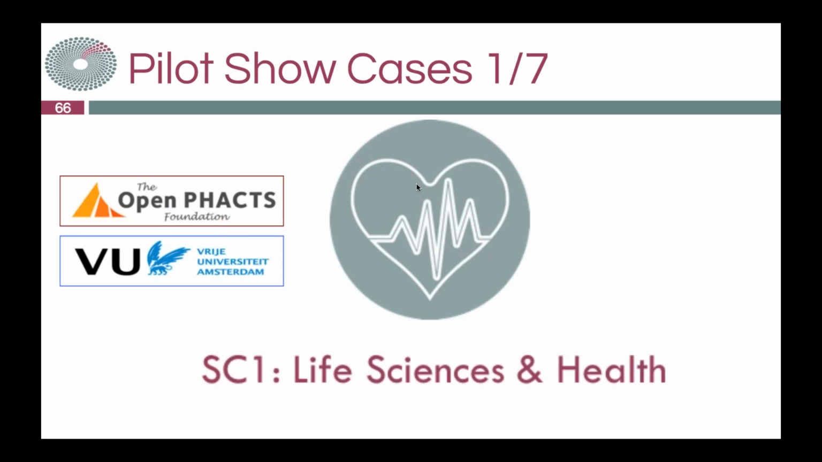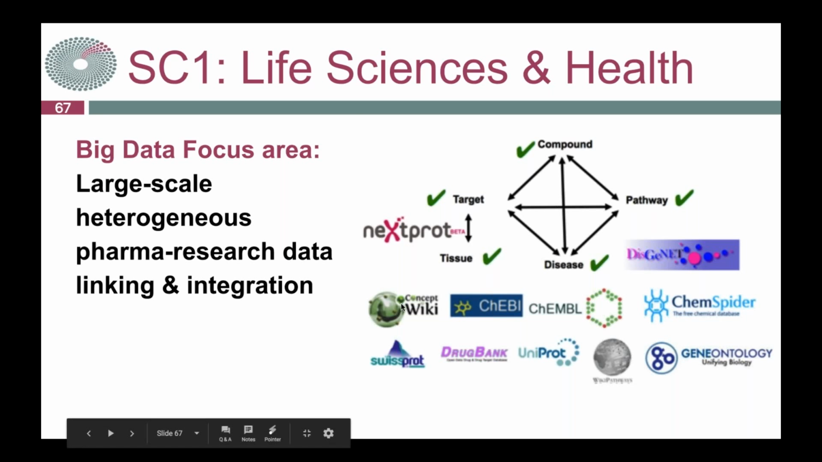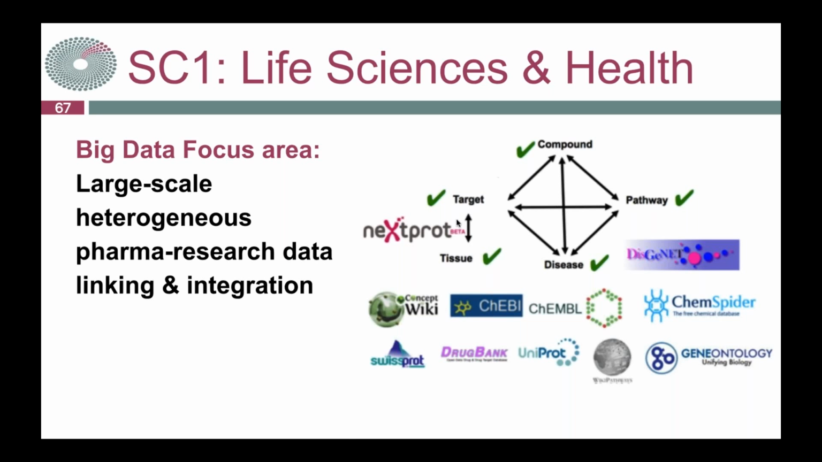So let's start first with life sciences and health, which is joint work with the Open Fact Foundation and the VU University of Amsterdam. There, the big data focus area is large-scale heterogeneous pharma research data and linking and integration. If you do pharmacological research, you often have to go to all kinds of Excel sheets and various data sources in order to find connections between targets, compounds, diseases, and tissues. And there are all kinds of organizations who provide information about these various topics.